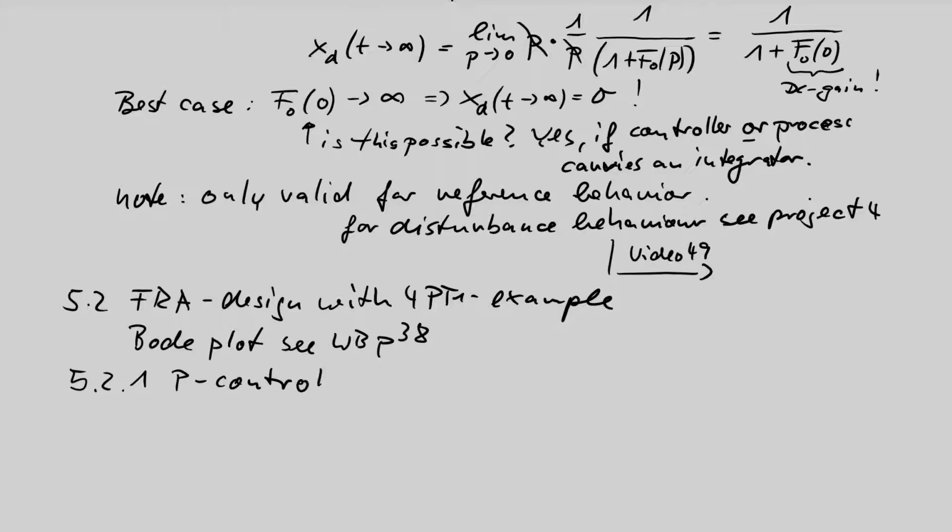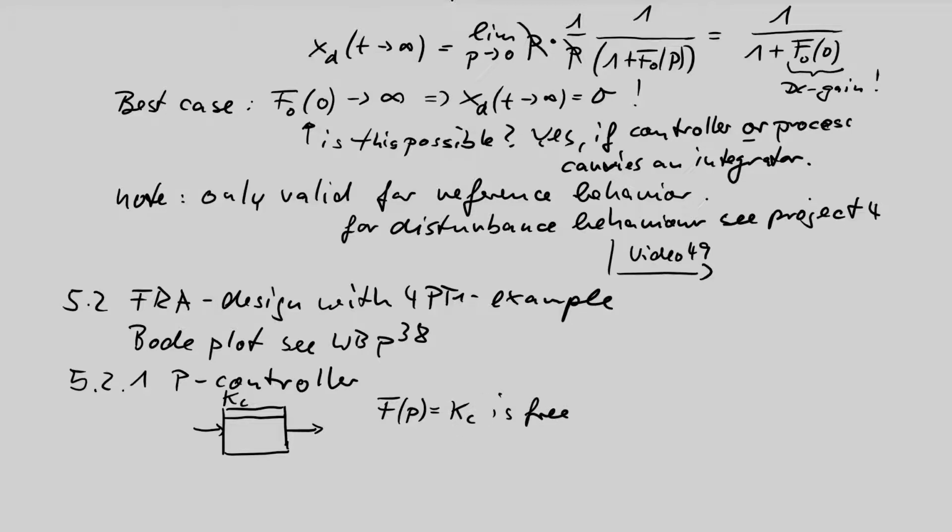Here you can learn many things of the idea behind this FRA design, because a P controller is very simple, has just one degree of freedom. Here is the control difference at the input, this is the controller output. A P controller has just a very simple transfer function, which is K. Let's call this KC. And KC is free choice.